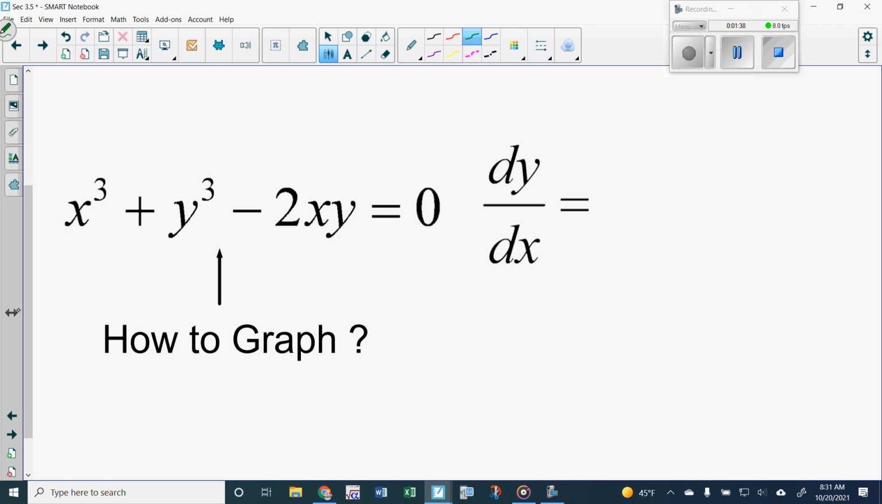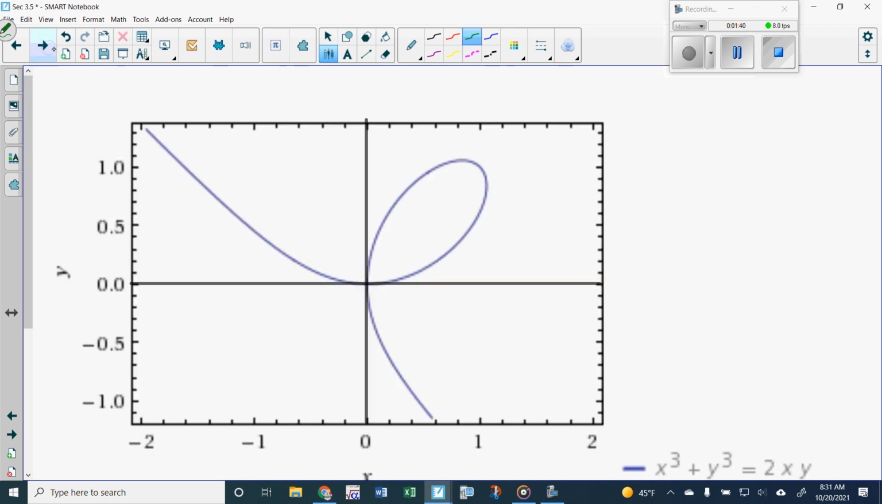That's a good question. So there's what the graph looks like. Is that a function? No, it's not a function. But what does the derivative represent in terms of the graph of a function? The slope of the tangent line, the slope of the curve, exactly. So we could still do that and say, okay, at this point, what's the slope of the tangent line? We can still find that.